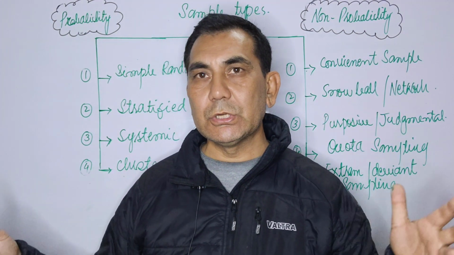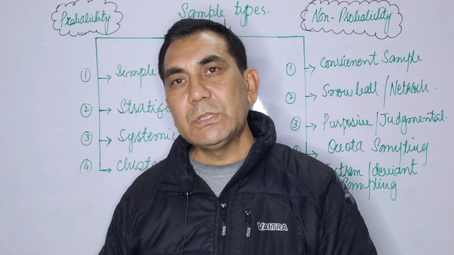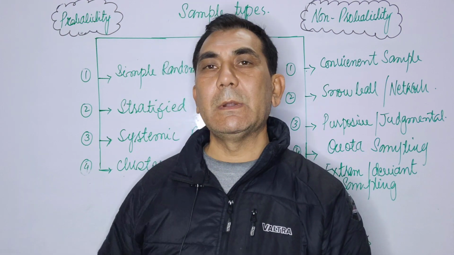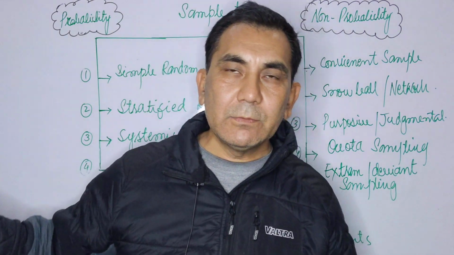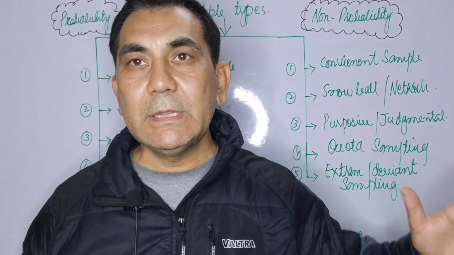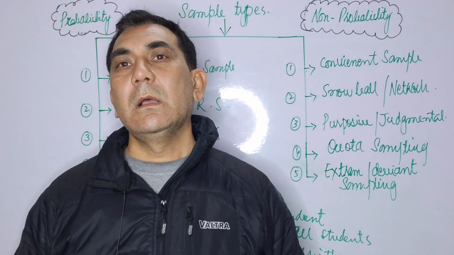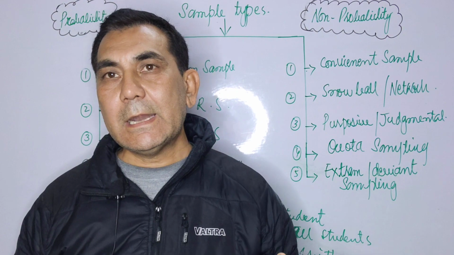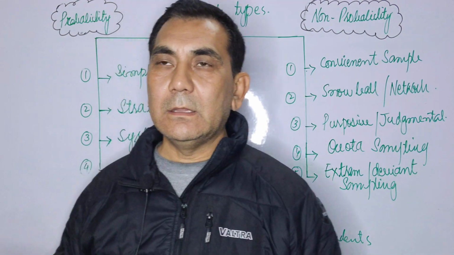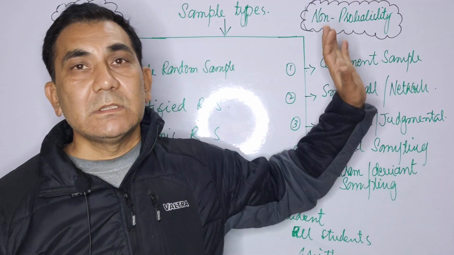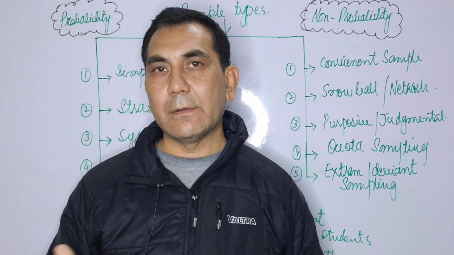Sampling is a procedure, or the technique by which you select the sample size, using a particular sample type. We learned that there are two types of sampling. One is called probability sampling and the second is called non-probability sampling. Probability sampling is where we select the sample by chance, randomly, and in non-probability sampling we select the sample by choice, or non-randomly.